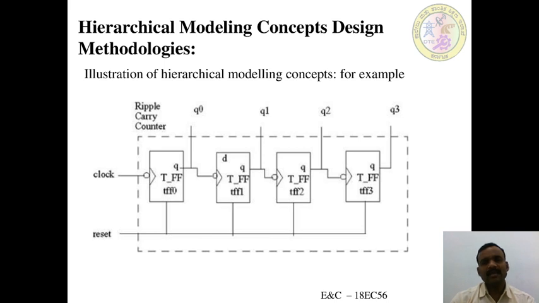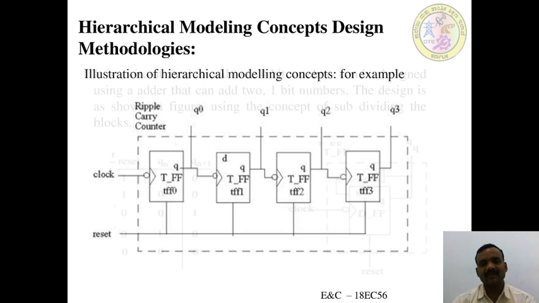Consider this dotted line. There are two inputs, clock and reset. These two are the inputs for this top level block. The outputs are Q0, Q1, Q2 and Q3. These four are the outputs. All of you know the truth table for the T flip flop, and inside this T flip flop we can see the D flip flop and the inverter. This is the example for the top down or bottom up design methodology.